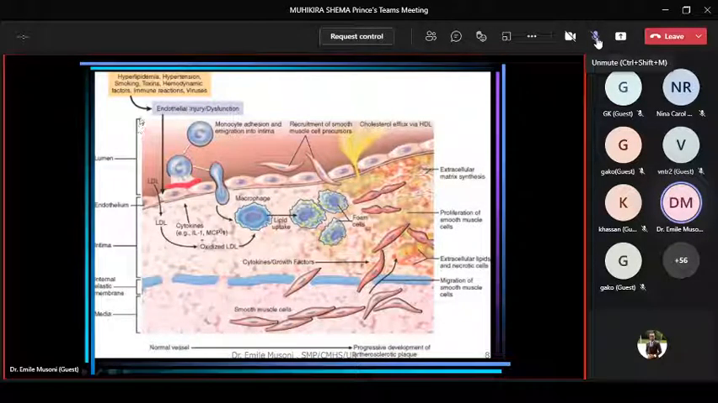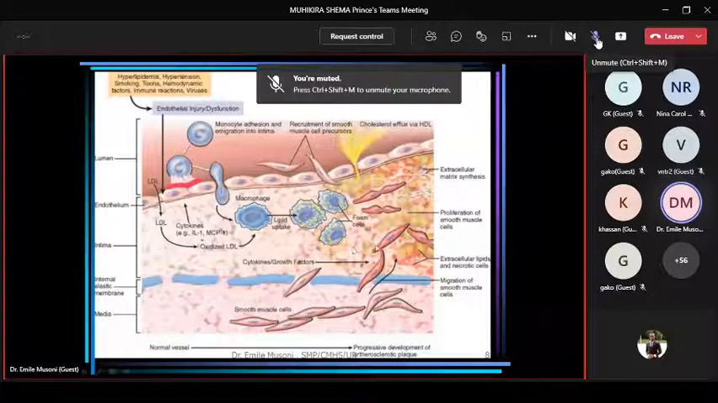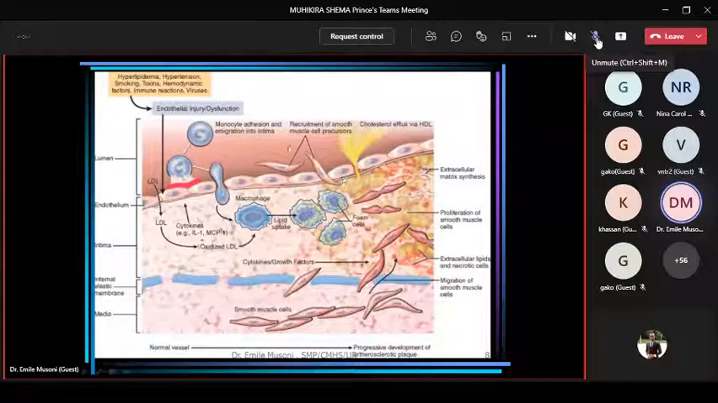And still remember that in histology, here it is the lumen, the endothelium, the intima, and then the tunica media. The tunica media has smooth muscle. Then you see some migration of those smooth muscle cells entering the lumen of the blood vessel. And here there is some leakage of cholesterol to the lumen of the blood vessel.